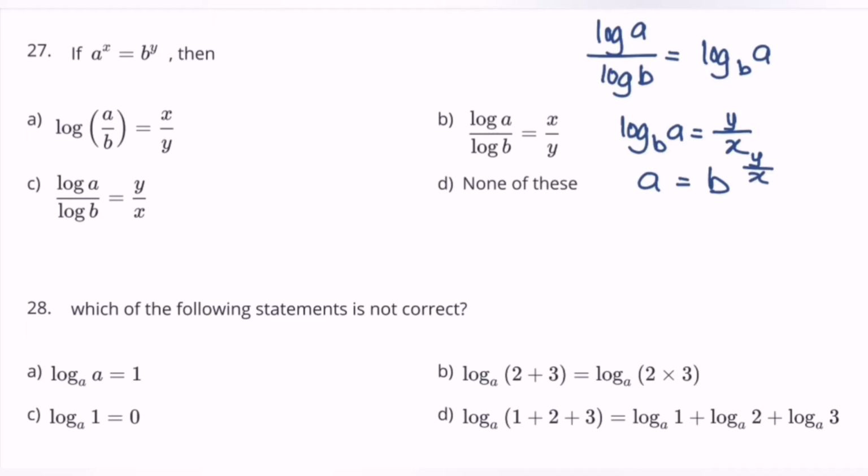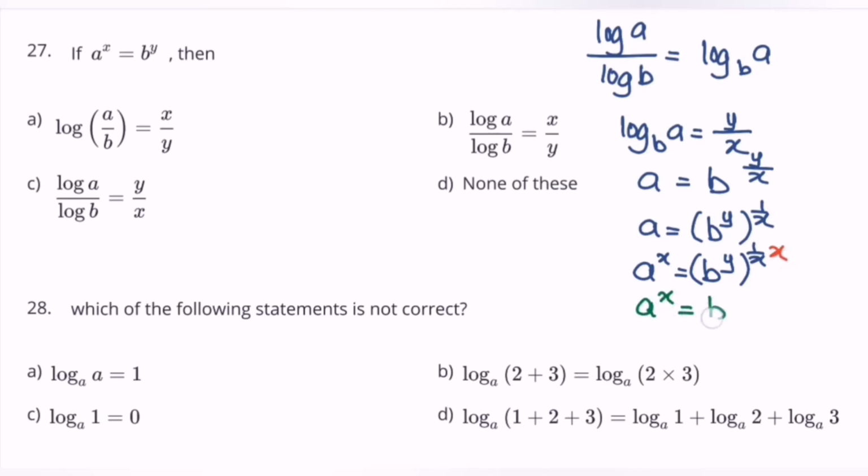So we write a equals b to the power of y, bracket, power 1 over x. Next, rewrite the situation by raising the power x on both sides. So we will have a to the power of x, which equals b to the power of y, bracket, 1 over x, then we have power x. Finally, we have a to the power of x equals b to the power of y. So the answer for this question would be C.